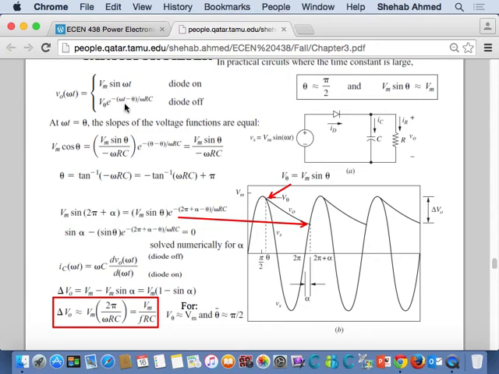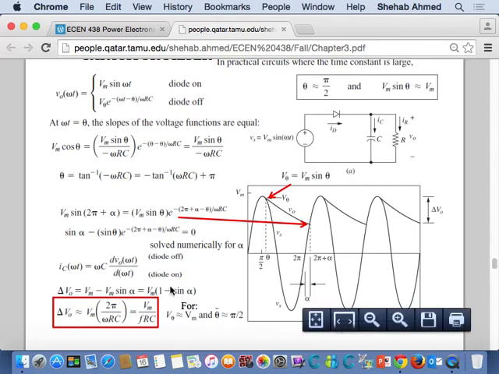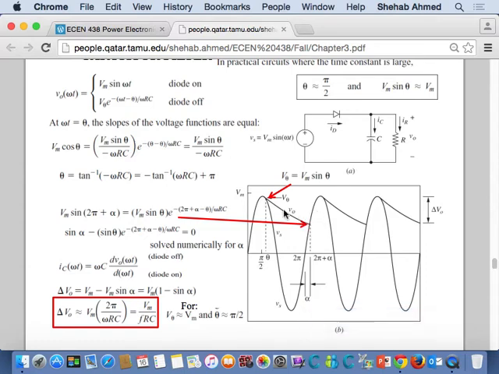So at theta, they replaced omega t with theta, and they were able to simplify that and solve for theta. Right? So now I solved for theta, so I know where theta occurs. But that still doesn't help me here because I need to know where alpha is. Right? So where does alpha occur? Alpha occurs at the intersection of these two waveforms. Not here.